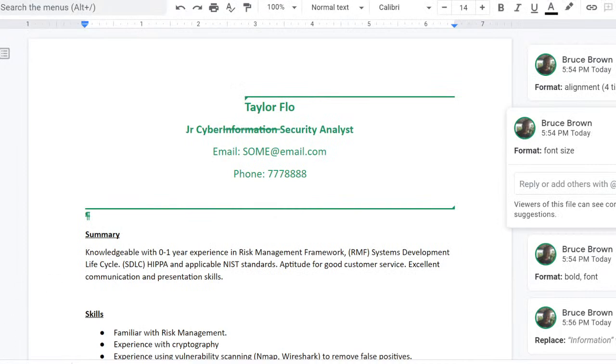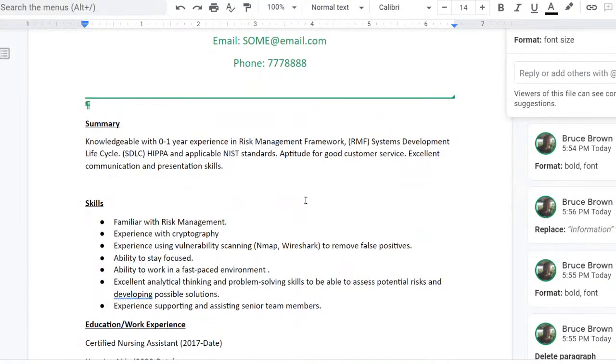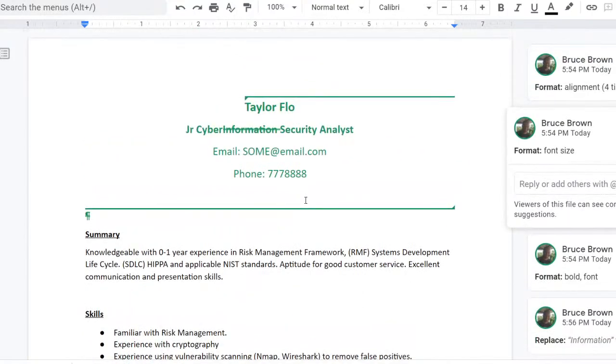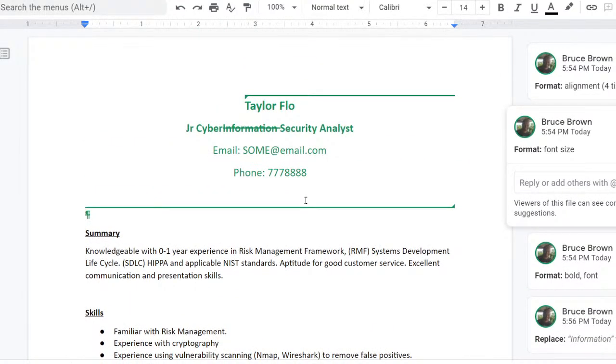I am looking at a Taylor Flow. The names have been changed to protect the innocent. And she sent me a resume, and she is a certified nurse assistant who is trying to transfer into IT, some kind of IT, namely trying to get into risk management framework and be an information system security officer or something like that.